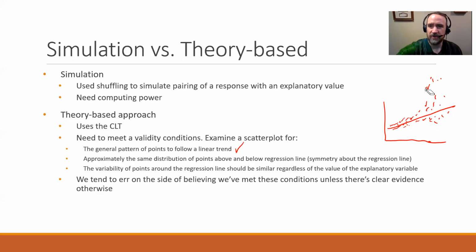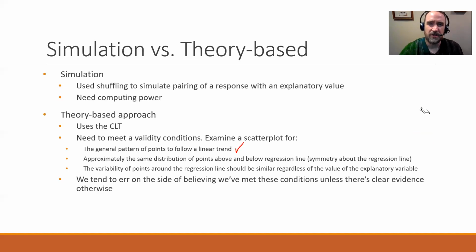Or vice versa, we could have real widespread at this end here, and then squeezing down tighter at the other end. That is once again a red flag for us. So we've got to check all three of those conditions, and if those seem to be okay, then we can feel okay about doing a theory-based approach. We tend to err on the side of believing that we've met these conditions unless we have really clear evidence otherwise.